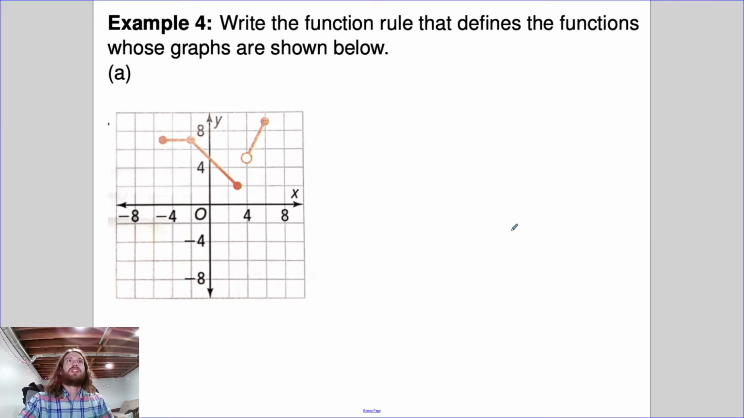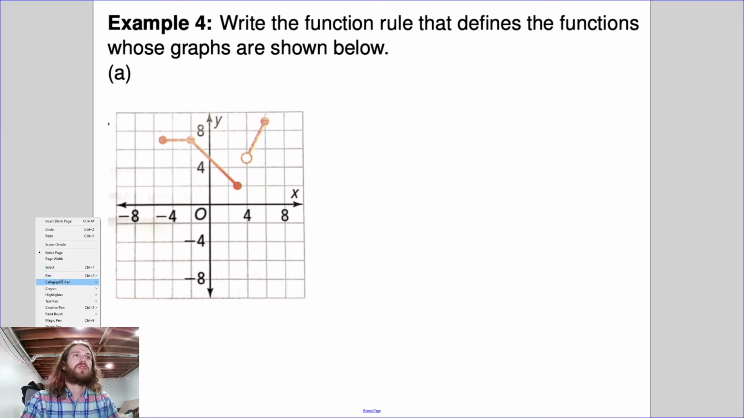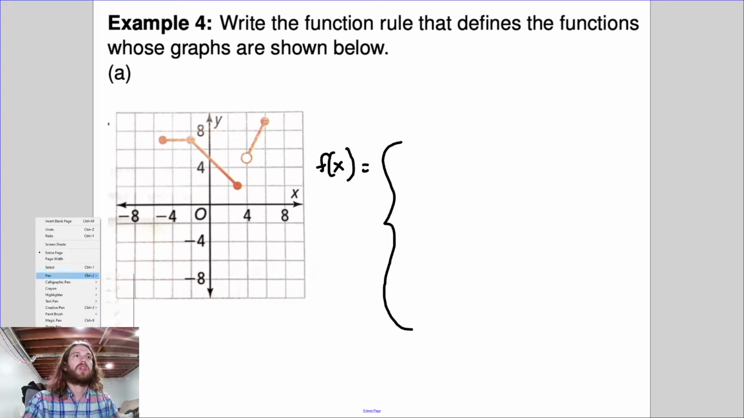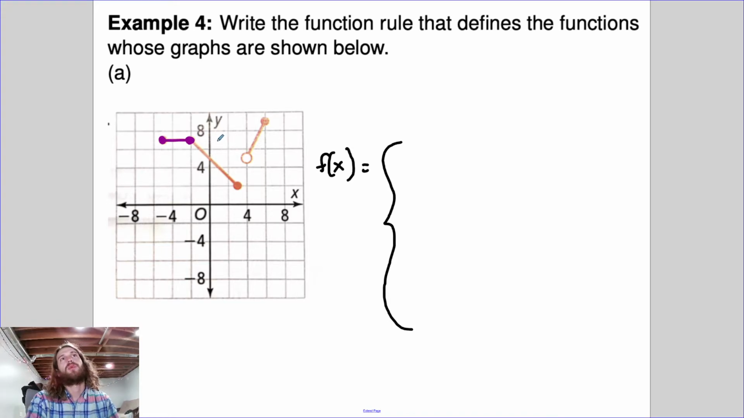Alright, write a function that defines the functions for the graphs below. We're just doing this in reverse, right? So we'll start with black, I guess. F of x equals, we're going to put a big bracket. We're going to do this in order, purple. I'm going to do this first section in purple.